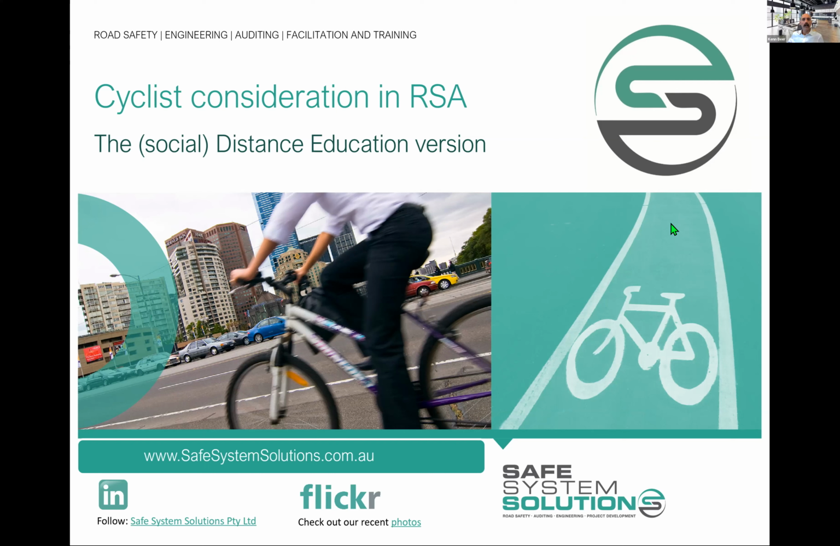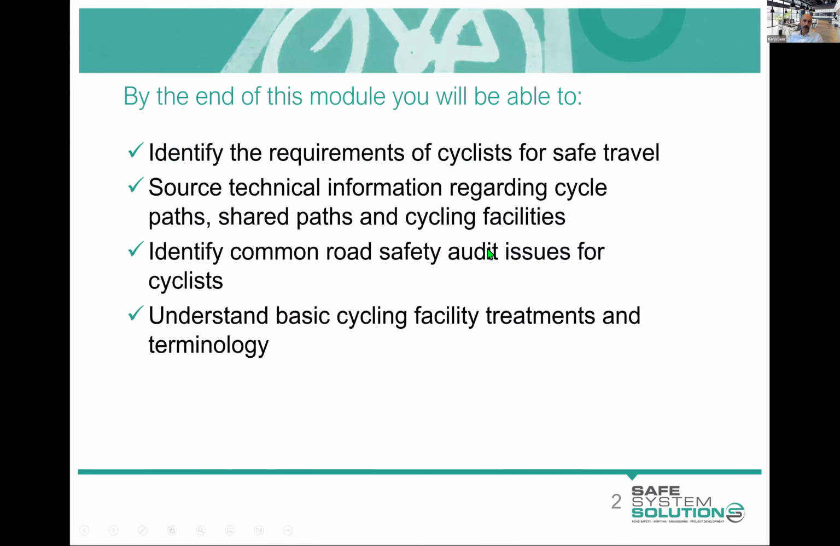Now, we're covering off cyclists and motorcyclists in this session, and we are trying to hone our lens there about what a road safety auditor would look for with these particular road user groups. And I'm going to start with cyclists, and we'll go from there.